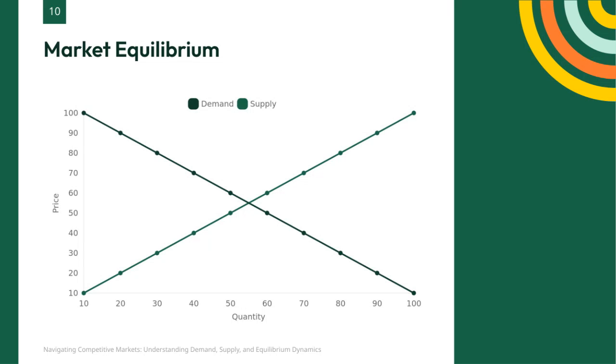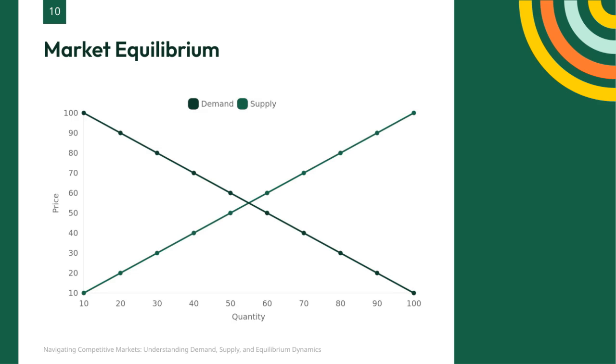Here we have a graph illustrating the concept of market equilibrium through the interaction of supply and demand. On the horizontal axis, we measure quantity, while the vertical axis shows the price. Notice that as quantity increases, the demand line slopes downward, indicating that buyers are willing to pay less for larger quantities. Conversely, the supply line slopes upward, meaning sellers demand higher prices to provide more goods.